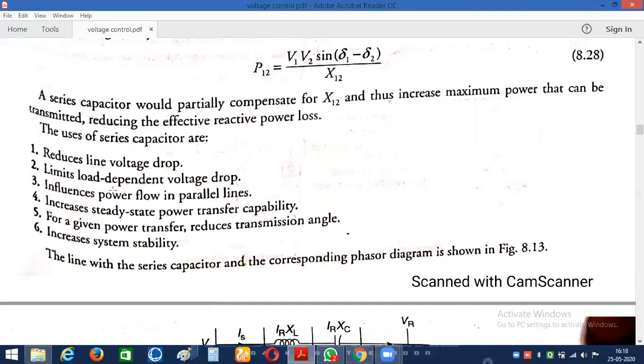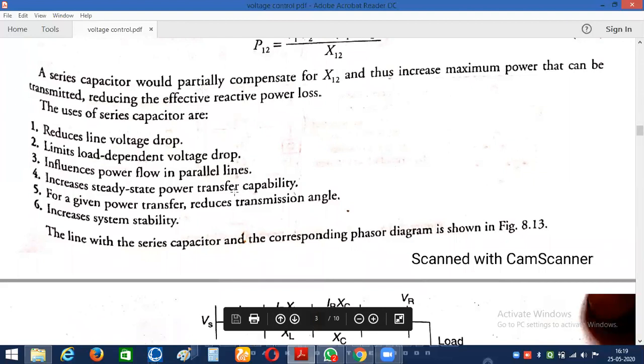The next one is that it limits the load dependent voltage drop. That is due to the decrease in reactance, this is also achieved. And it also influences the amount of power flow in the power line, as I just explained. The amount of power handling capacity and the value of reactance are inversely proportional. So a decrease in the value of transmission reactance will definitely increase the power handling capacity of the transmission system. So by connecting the series capacitance, it decreases the value of reactance and so enhances the power handling capacity of the transmission system.